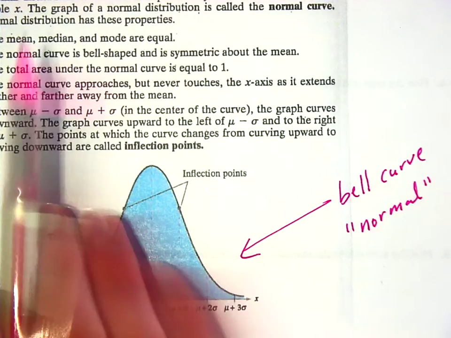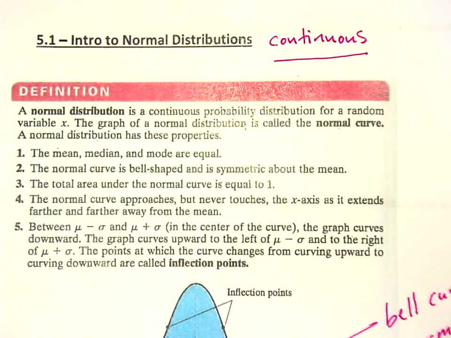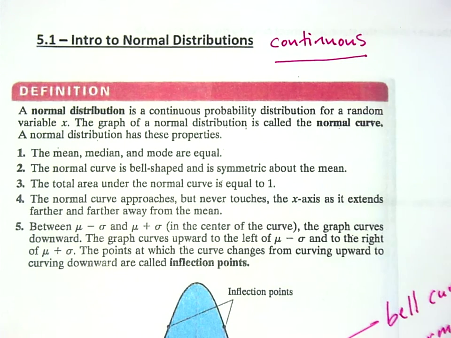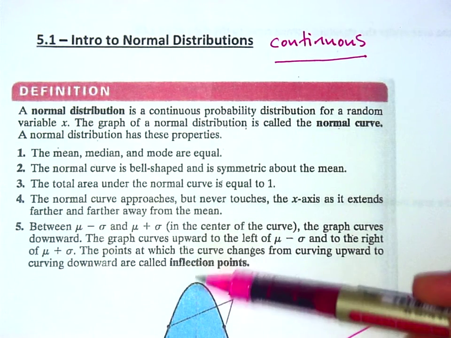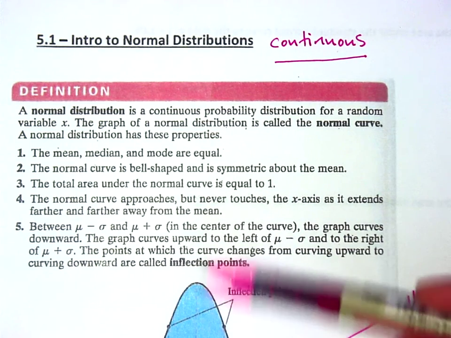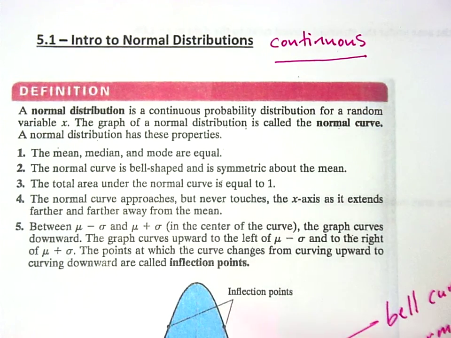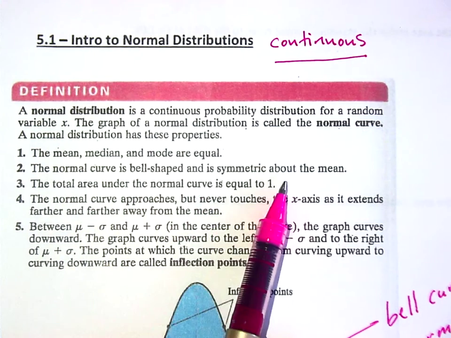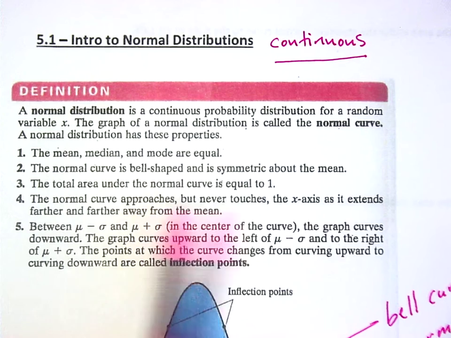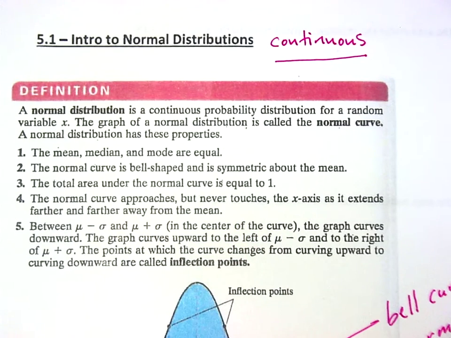All right, so let's talk about the rules. Rule number 1. The mean, median, and mode are all equal. On a bell curve, the mean, median, and the mode are all in the middle because it's exactly symmetric. The normal curve is bell-shaped and symmetric about the mean. The total area under the normal curve is equal to 1. That means 100% of the probability is underneath the bell curve.